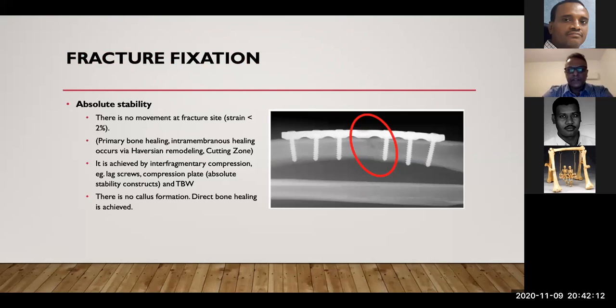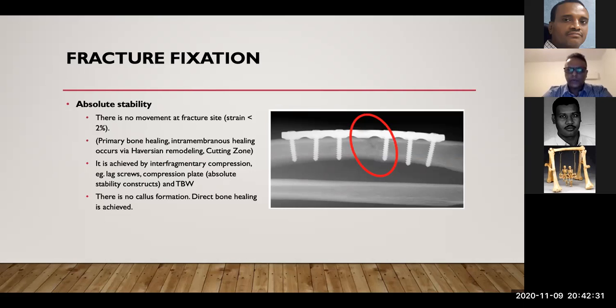The first type is absolute stability. And as we mentioned earlier, we need it in intra-articular fractures. There is no movement between the fracture sites. And for this we need very low strain, less than 2%.